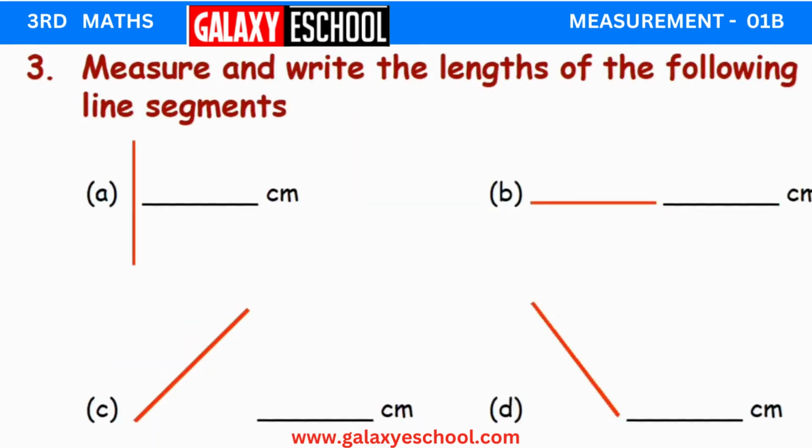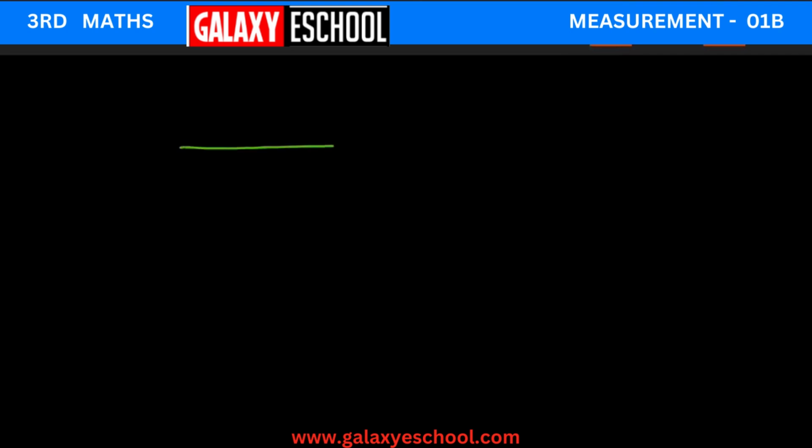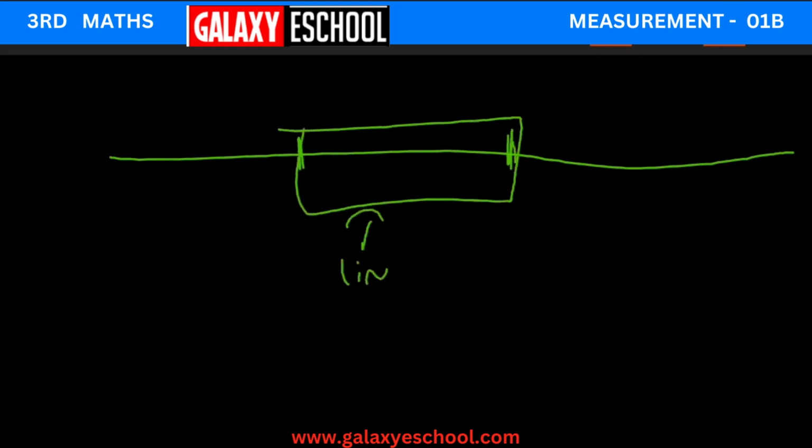And coming to the last one for today, measure and write the length of the following line segments. Again, take a scale, children. With the help of a scale, you can measure the length of the given line segments. In your notebook, you can draw some line segments. Line segments are nothing but small lines. This would be a line, and if I take a small part out of that, this will be my line segment. Understood, children?